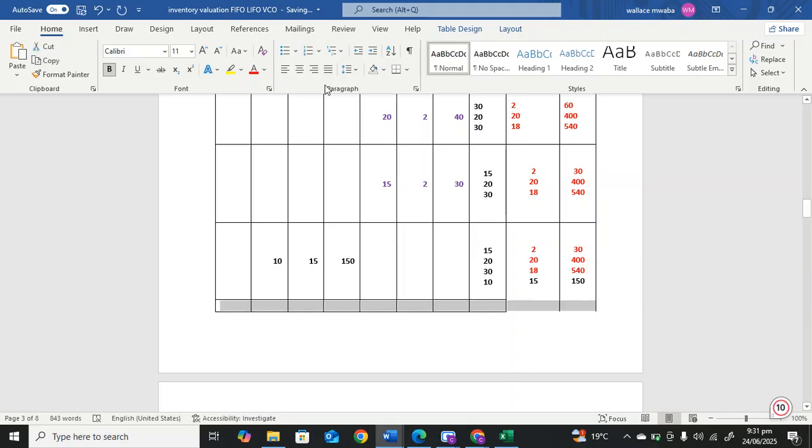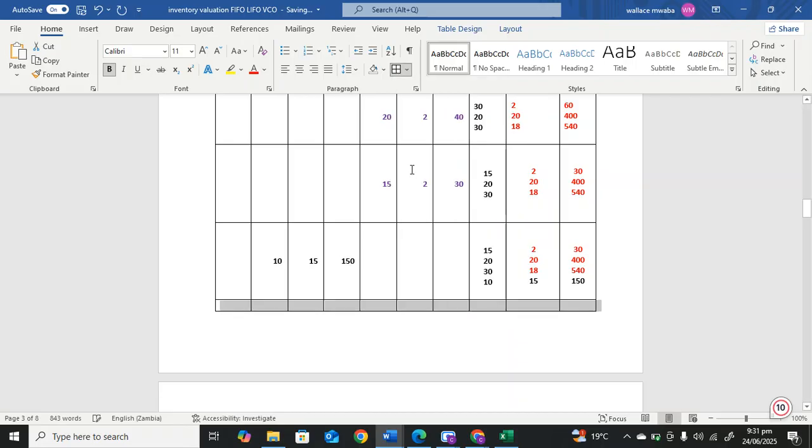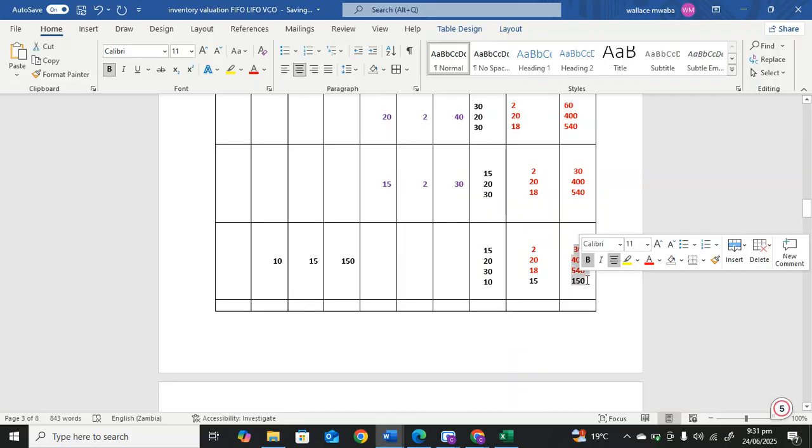So that was the last transaction. So we can now get the value of our closing inventory, which you're going to say 30 plus 400 plus 540 plus 150. What does that give you?